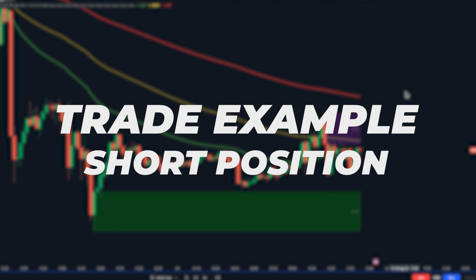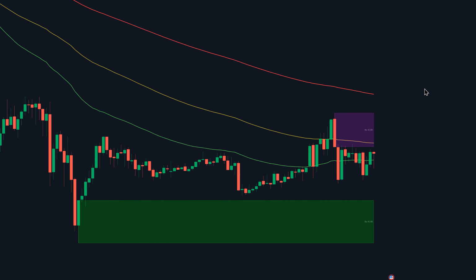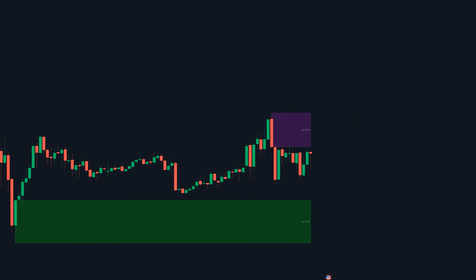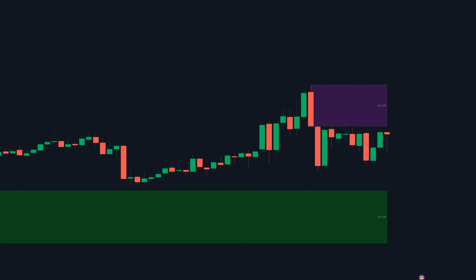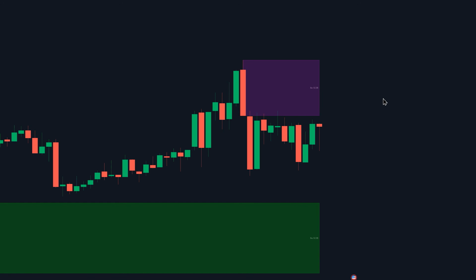Now, to take a short position, it's going to be the opposite. So the trend of the market would need to be bearish like this, as indicated by these 3 EMAs lining up like this, and the price trading under all the EMAs. We locate a bearish single candle order block, which is identified by this indicator right here. And then we wait for the price to do a retest of it. A retest is going to be confirmed when a green candle closes inside but not above this level.